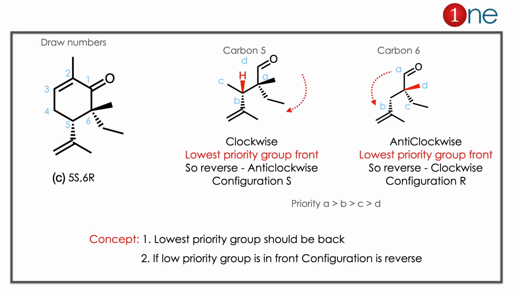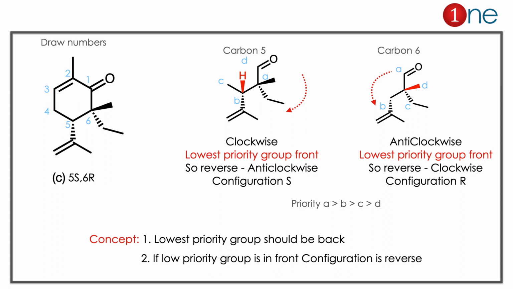So we redraw the structure with numbers. The 5th carbon and 6th carbon are chiral. So we redraw carbon 5 and 6 separately. Here the hydrogen bond is missing in the 5th carbon because below the plane isopropenyl is already there. So hydrogen is above the plane.